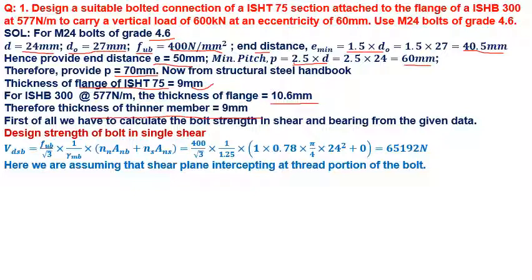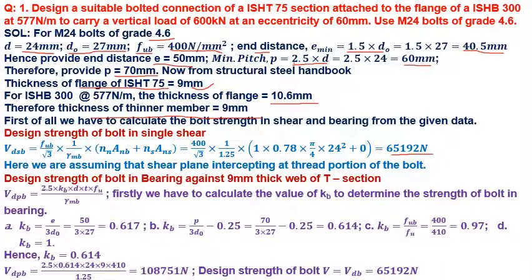First of all, we calculate the bolt strength in shear and bearing from the given data. Design strength of bolt in single shear: VDSB equals 400 upon root 3, 1 upon gamma MB. Gamma MB is 1.25. NN is 1 and ANB is 0.78 into pi by 4 into 24 square. There is one shear plane and we are assuming that the shear plane intercepts the thread portion of the bolt. So design strength of bolt in single shear comes out to be 65192 Newton.